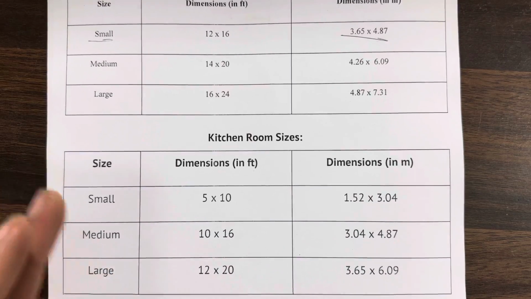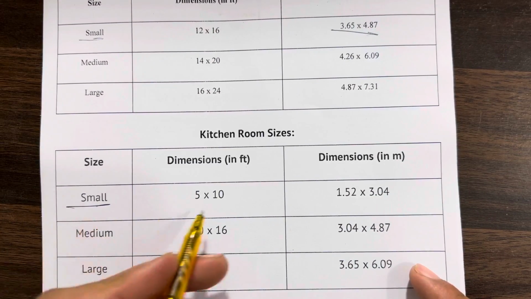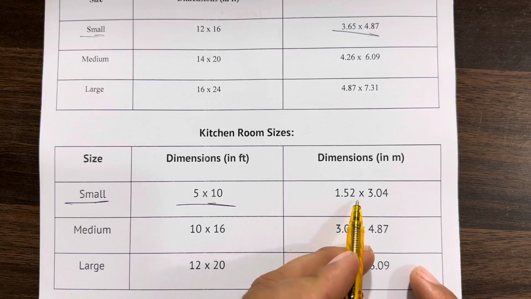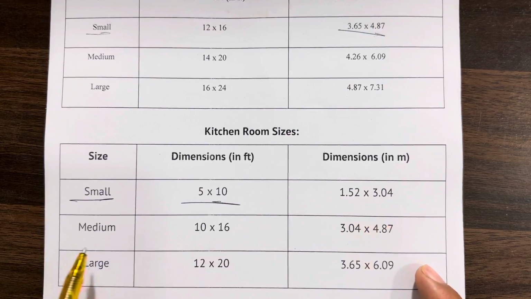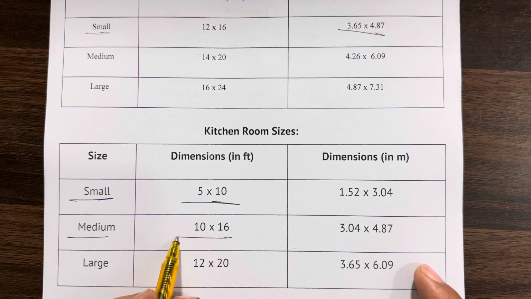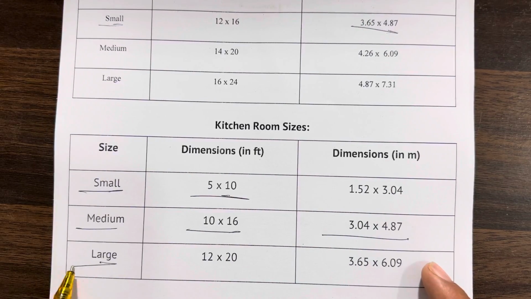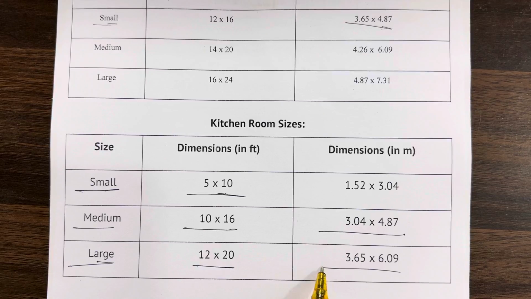Now let me guide you for kitchen room sizes. So small kitchen, the size is 5 by 10 feet. In meter, 1.52 by 3.04 meter. For medium kitchen, the size you can keep 10 by 16 feet. In meter, 3.04 by 4.87 meter. For large kitchen, the size is 12 by 20 feet. In meter, 3.65 by 6.09.